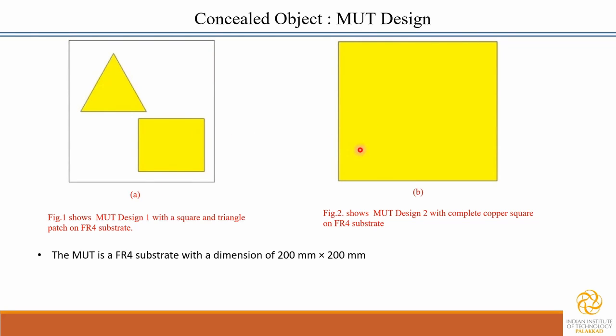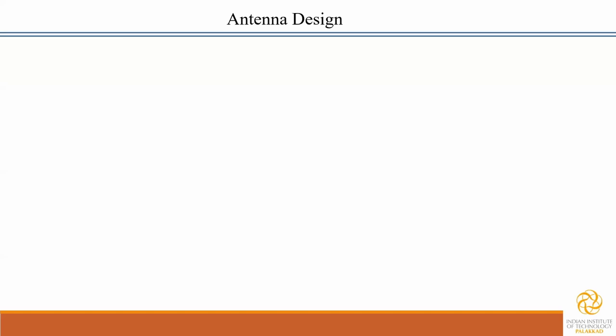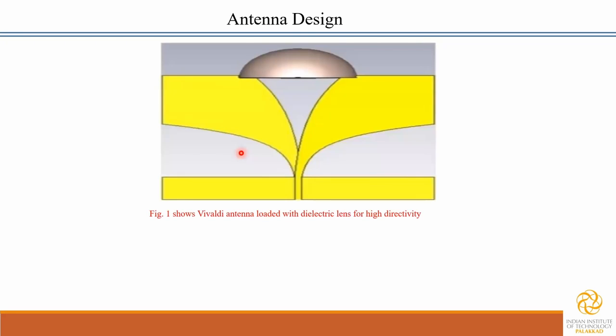And coming to the MOT design 2, it's also the same, that is an FR4 sheet with a complete copper patch on top of the FR4 substrate. And FR4 dimension 200 millimeter by 200 millimeter is also taken in this case. For the concealed object detection, we have to design an antenna. In this case, we have taken the same Vivaldi antenna with high dielectric lens for high directivity.